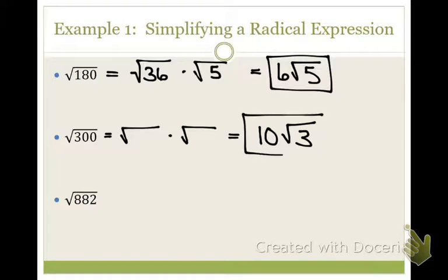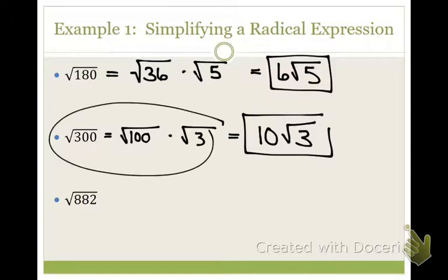But again, I'm going to say this again. If this is all you write on your homework, you're not going to get credit. You're going to have to redo it. This middle step is important to me. Why? Because it tells me that you understand where this 10 is coming from on the outside. What would be my perfect square factors of 300? 100 times 3.